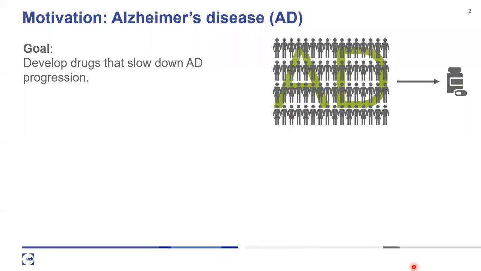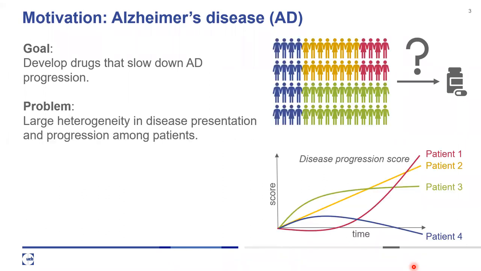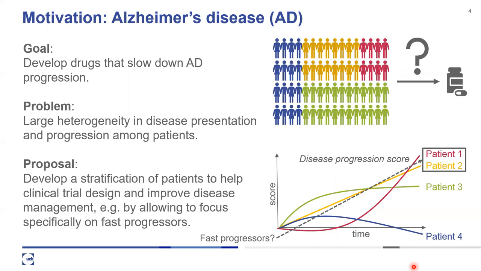First of all, why are we doing this work? Well, one of our goals is to develop drugs that slow down Alzheimer's disease progression. However, a serious obstacle in the development of new drugs for Alzheimer's disease is that there is a very large heterogeneity in disease presentation and progression among patients. Hence, what we wanted to do is to develop an informative stratification of Alzheimer's disease patients that could potentially help design more efficient clinical trials and improve disease management in general. For example, by allowing us to focus specifically on fast progressors.